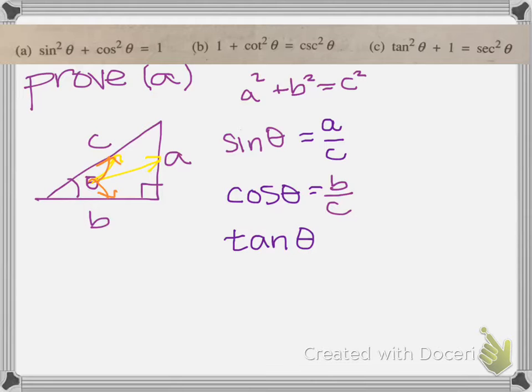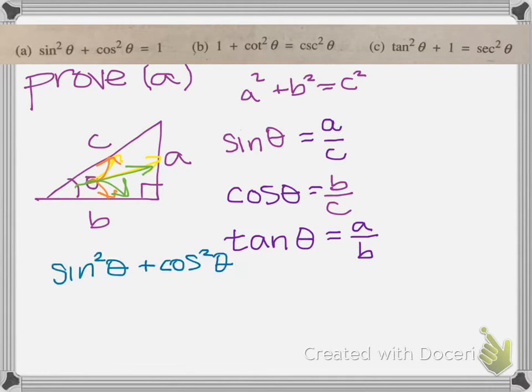And then finally, tangent is the TOA part of SOH CAH TOA: opposite over adjacent. So A is opposite, B is adjacent, so the tangent of theta is A over B.